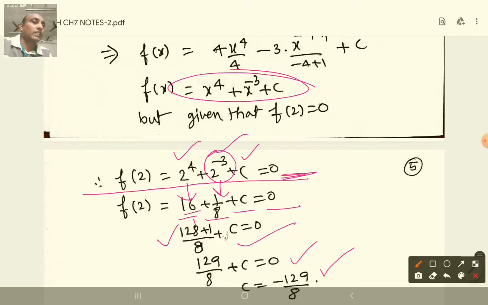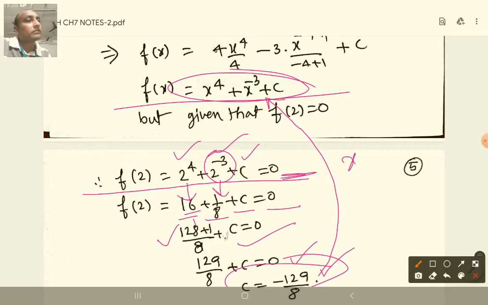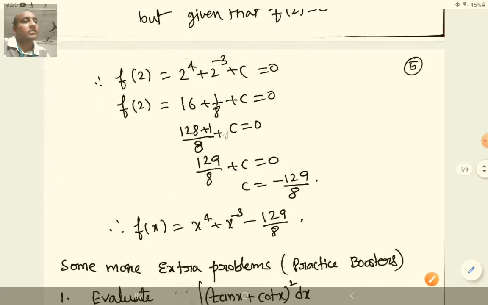Look at this particular step, the calculation is very important. After getting the c value, substitute this c value in this f of x, so that you get f of x is equal to x power 4 plus x power minus 3 minus 129 by 8. Compare your answer with the options, then you get the required answer.